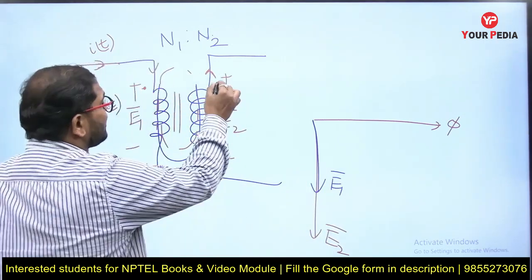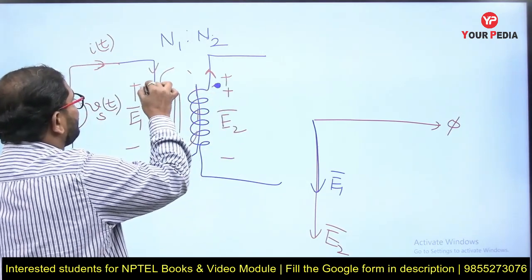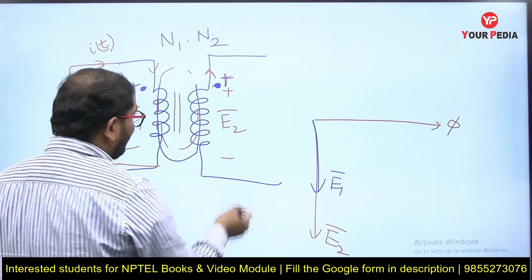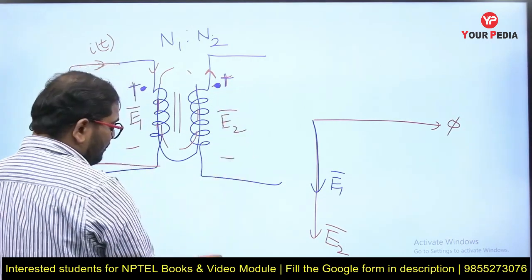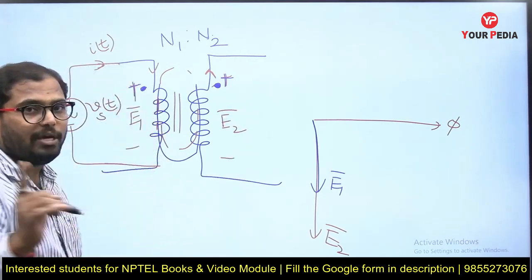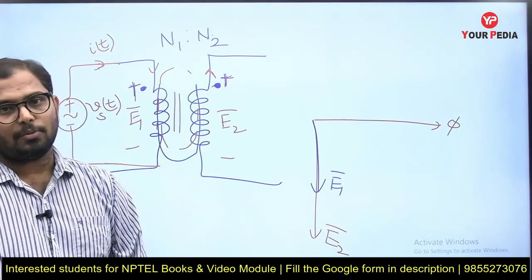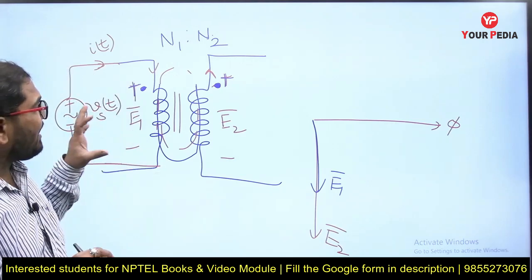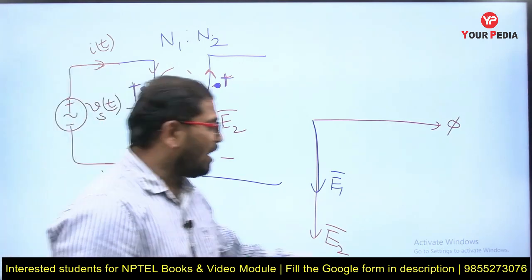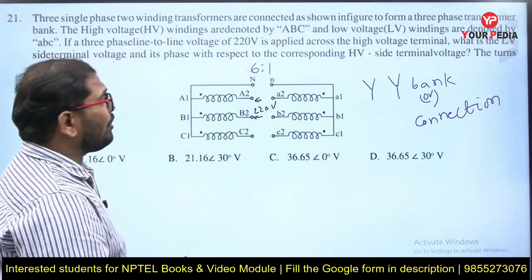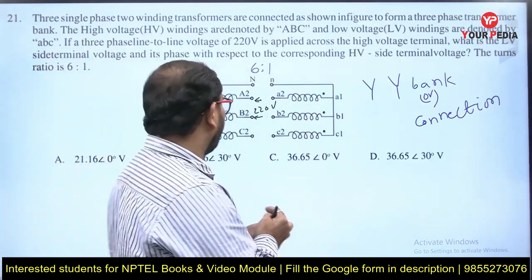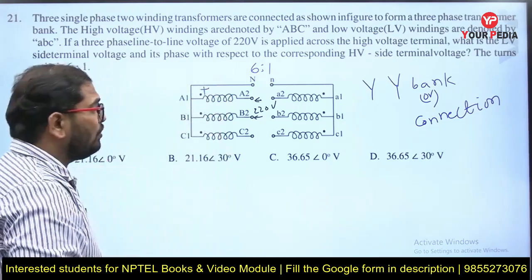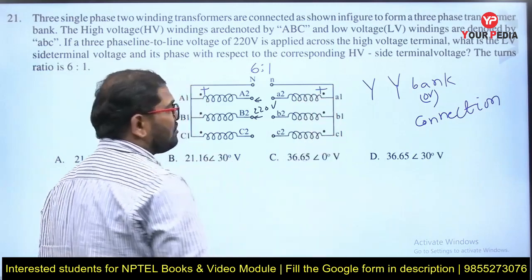So both the dots have the same polarity of induced EMF. That is why I have placed one dot here: if one dot is mentioned as positive, the other dot must be mentioned with the same terminal voltage, that is positive value only. So taking this as a simple reference, now what is the polarity of induced EMF at A1, A2, B1, C1? If you check this as a positive value, then you need to place here also positive.